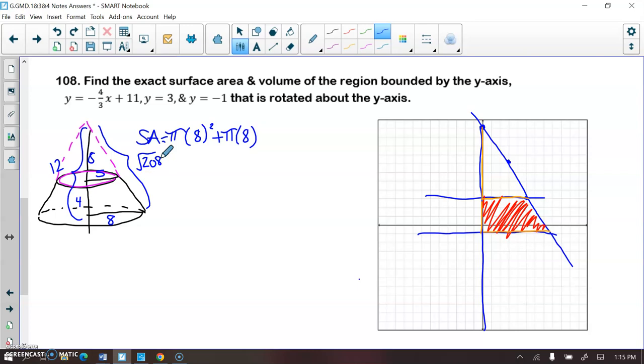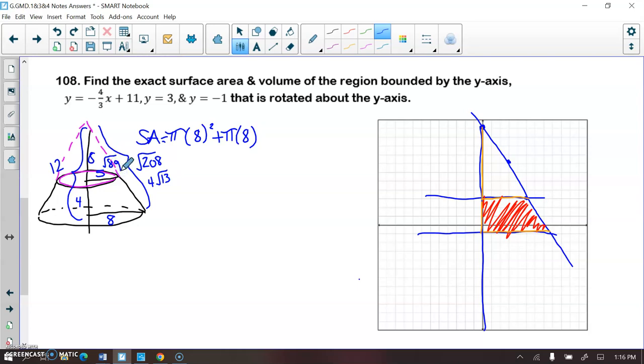208 is divisible by 16. The square root of 16 is 4, and 208 divided by 16 is 13. Then finding the slant height of the small cone, because we'll need that, 8 squared plus 5 squared is the square root of 89. And the square root of 89 is not divisible by anything, so I just leave it as the square root of 89.